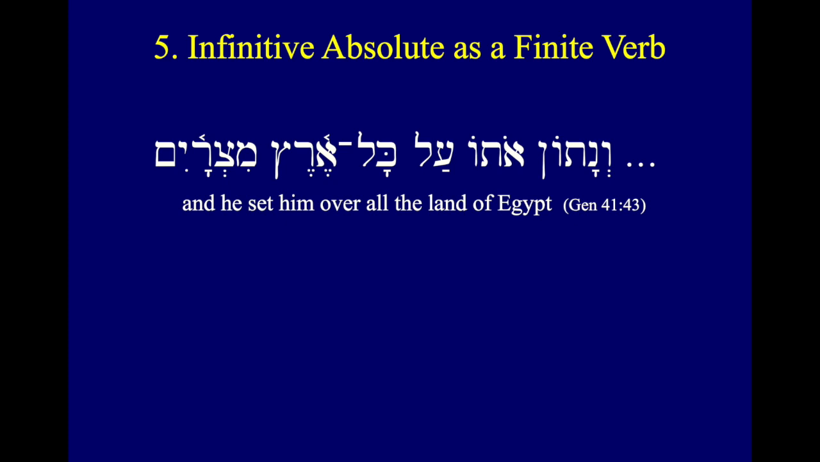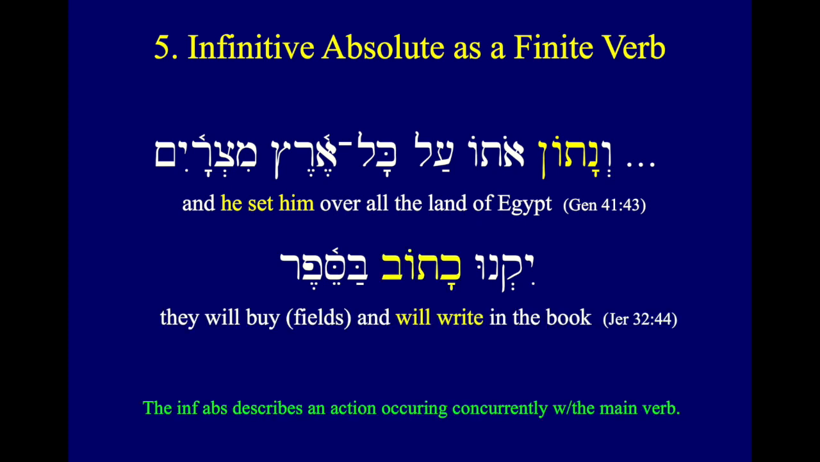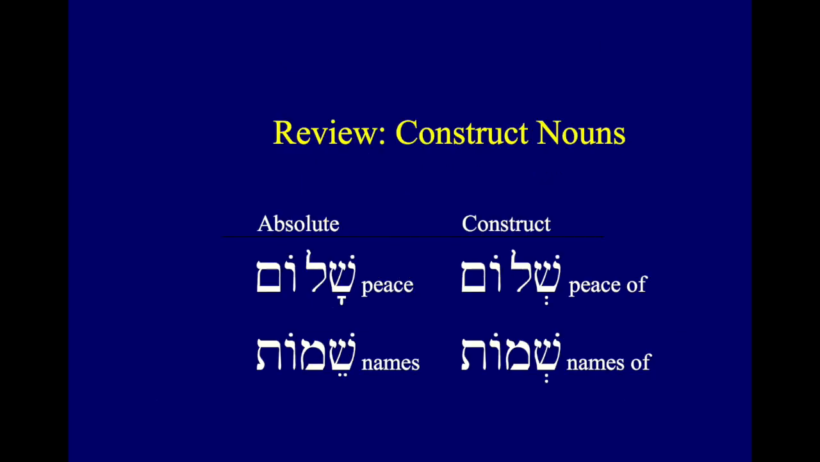So that's the tension. Here, do you want to translate it as a gerund, setting him over all the land of Egypt? Or do you want to translate it as a finite verb, and he set him, as if it's a qal perfect or a vayyiqtol, even though it's not? Those are decisions you have to make, but it's possible to defend translating the infinitive absolute in English as a finite verb. I'll skip the other examples here, but just all to say, this is a possibility.